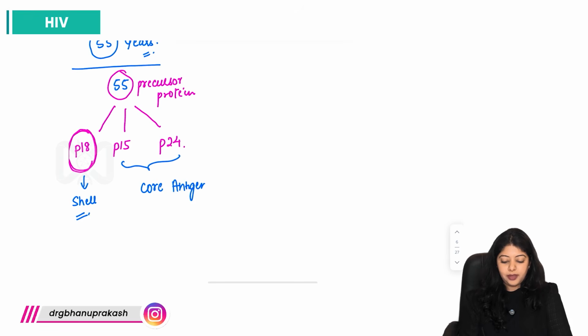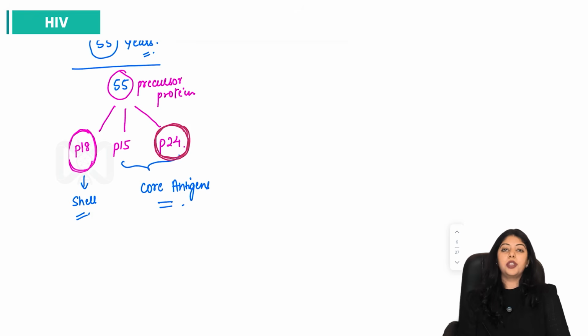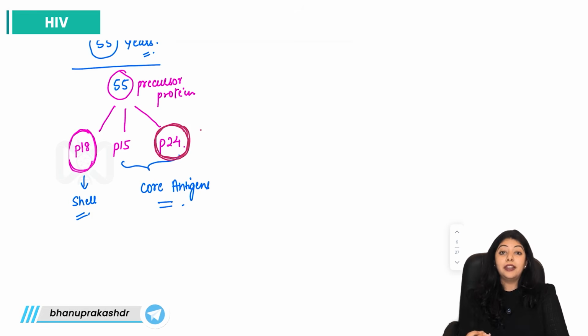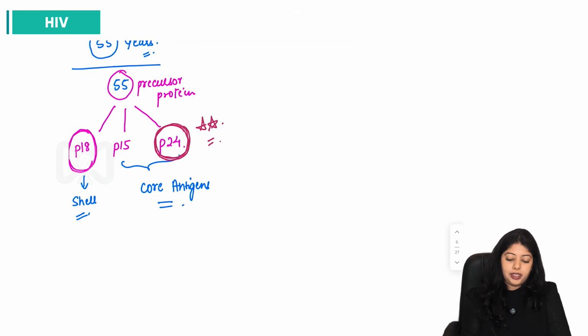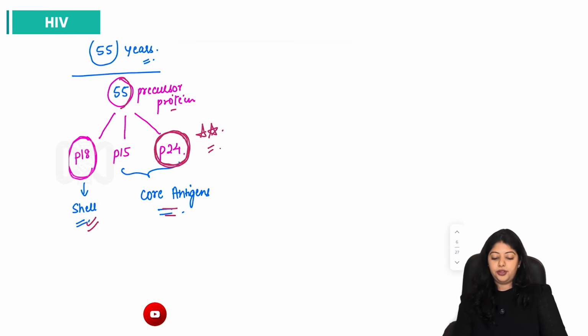Antigens or proteins, we can say. So this particular antigen, P24 antigen, is a very, very useful diagnostic tool in HIV diagnosis. You need to remember this. It is present as a 55 kilodalton precursor protein, which later cleaves into shell and core antigens. So P18 is the shell, and P15 and P24 are the core antigens.